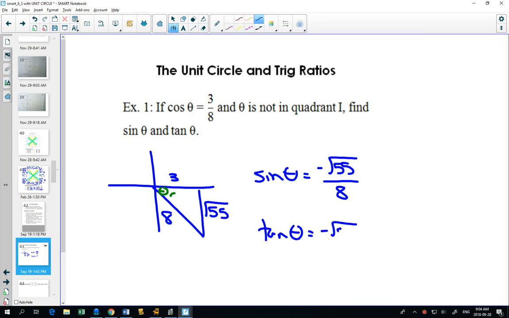This tan is opposite over adjacent, and they'll both be negative because they're in quadrant 4.